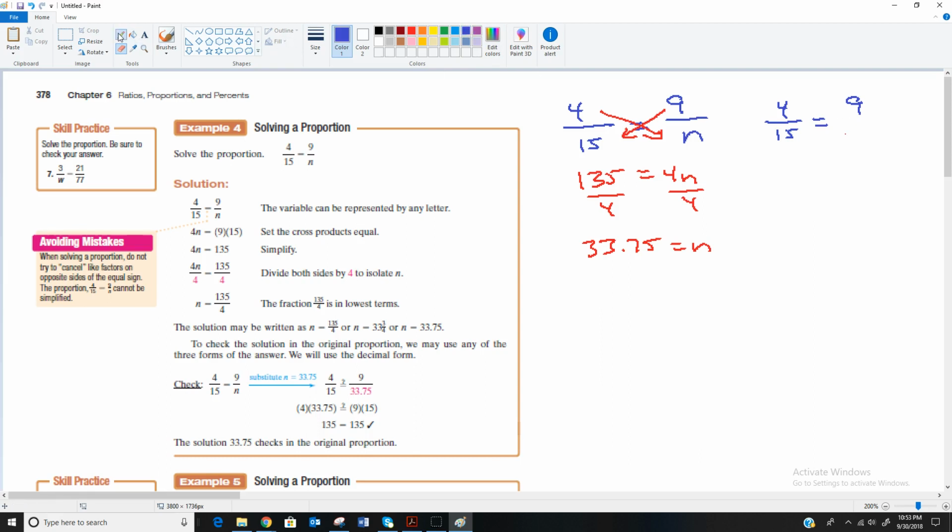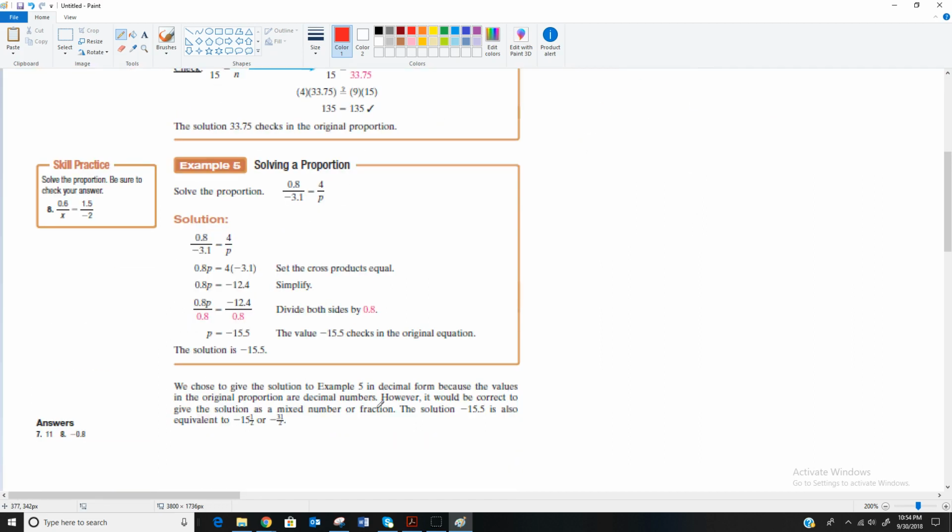As 9 is to 33.75, that would be true. So that n could become 33.75, and then you'd have a true proportion. Okay. And they checked it down here. When you cross multiply, you'd get 135 on both sides.